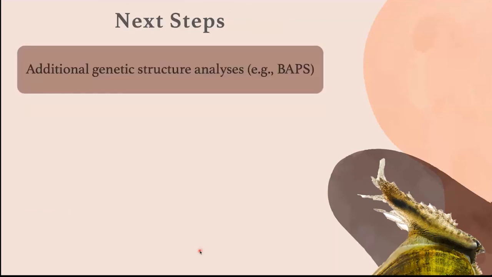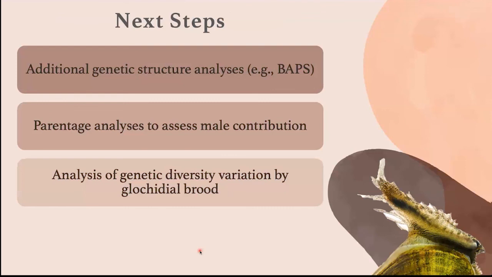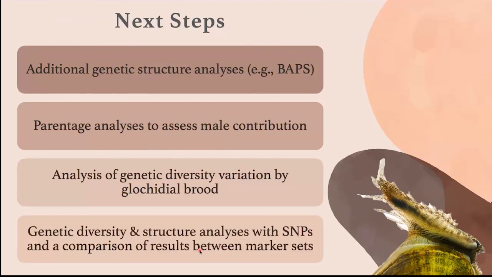Our next steps are to complete additional genetic structure analyses, for example, BAPS, parentage analyses to assess male contribution, analyses of genetic diversity variation by glochidial brood, and genetic diversity and structure analyses with our SNP dataset to compare the results between marker sets.